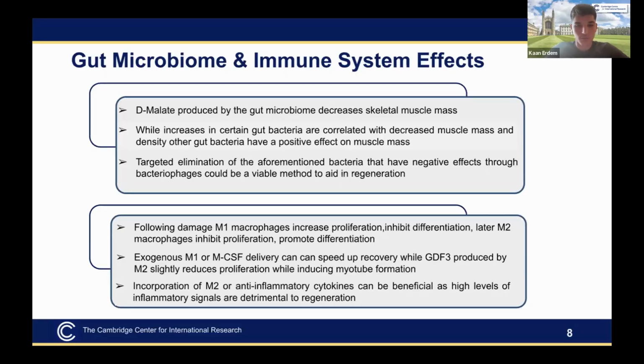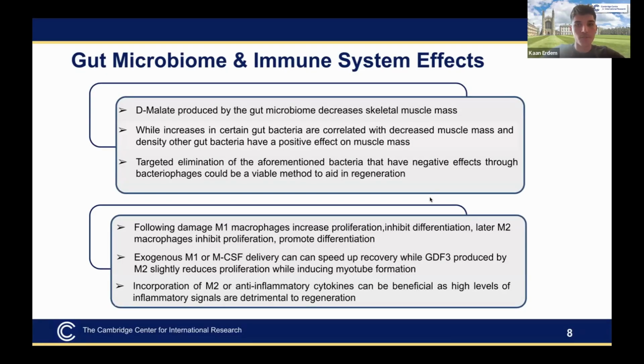So due to this, and due to the fact that it has been shown in other studies that some bacteria have positive effects and overall the gut microbiome has positive effects on skeletal muscle tissue regeneration, the only viable method is targeted elimination of the aforementioned bacteria that have negative effects on skeletal muscle tissue regeneration, as destroying the whole gut microbiome with antibiotics may have the opposite effect than intended. So the only method that might work currently for manipulation of the gut microbiome is using bacteriophages, which might be viable to aid in regeneration.